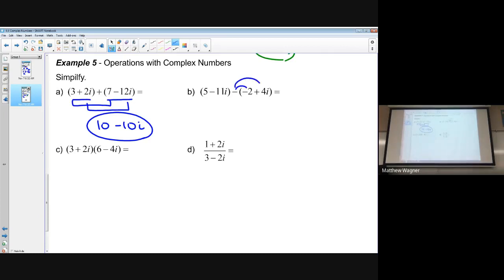Subtracting, same deal. The only catch is we need to be mindful of that subtraction. So we have 5 minus -2 as a real component, which is 7. Then we have -11 minus 4, which is -15i. And that's my solution when subtracting. So adding and subtracting, keep the reals together, keep the imaginaries together, and just basically essentially combine like terms.